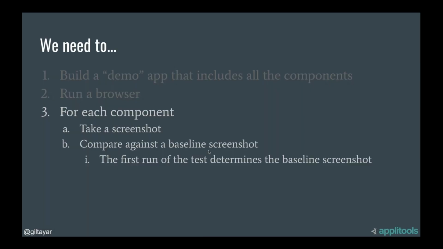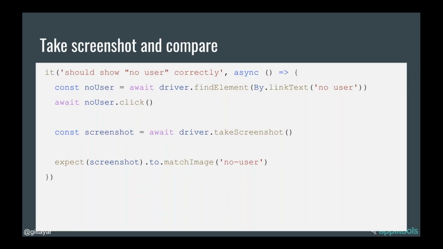And now for each component, we need to take the screenshot and compare it against a baseline. So taking a screenshot, how do we do that? Let's look at a test which checks that the no user header looks okay. I click the no user. Remember, on the left there's a navigation pane. So I click on the no user, and on the right I will see that component, and I take a screenshot. Selenium has to take screenshots, Cypress has to take screenshots, Puppeteer, Test Cafe, everyone. And then I check.